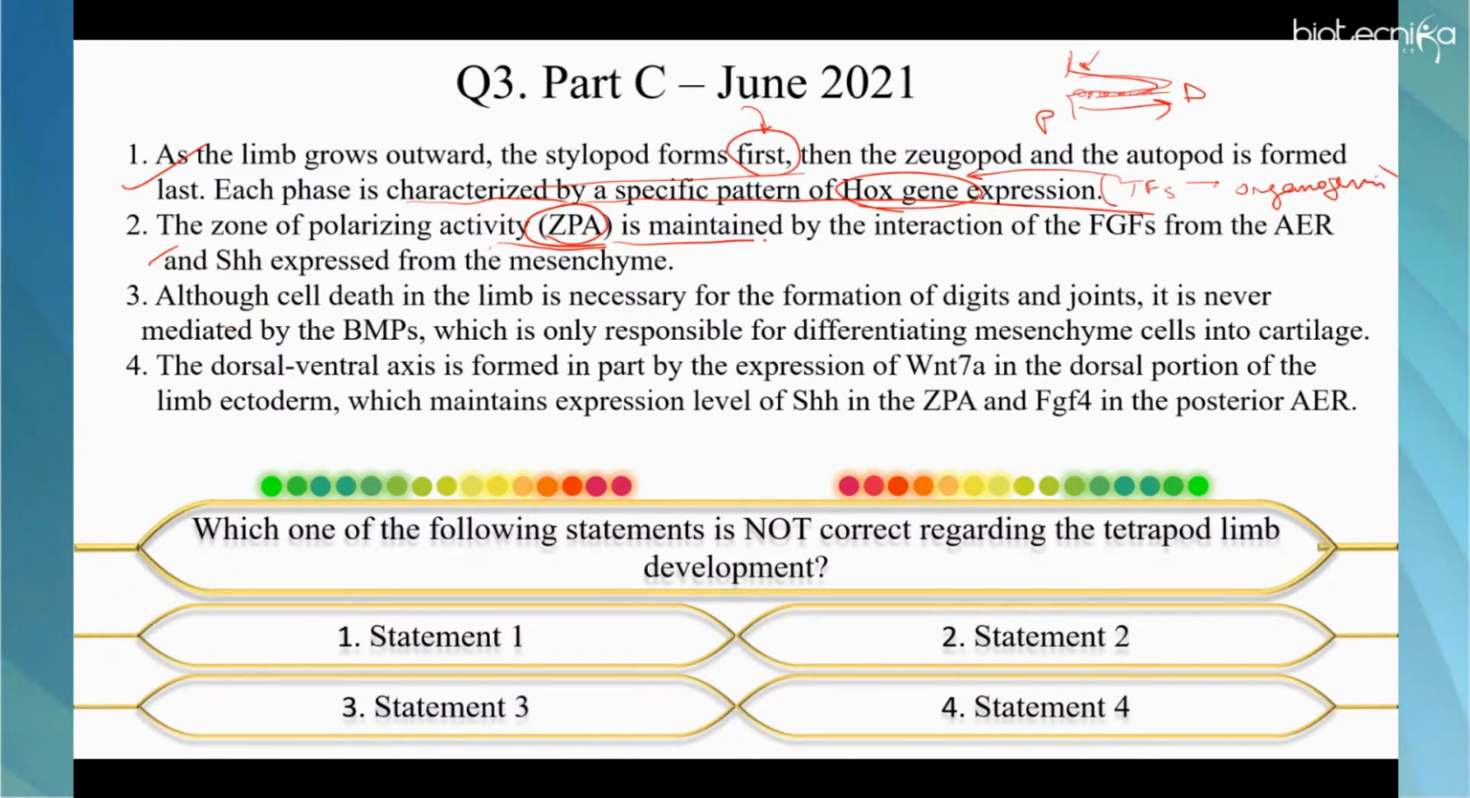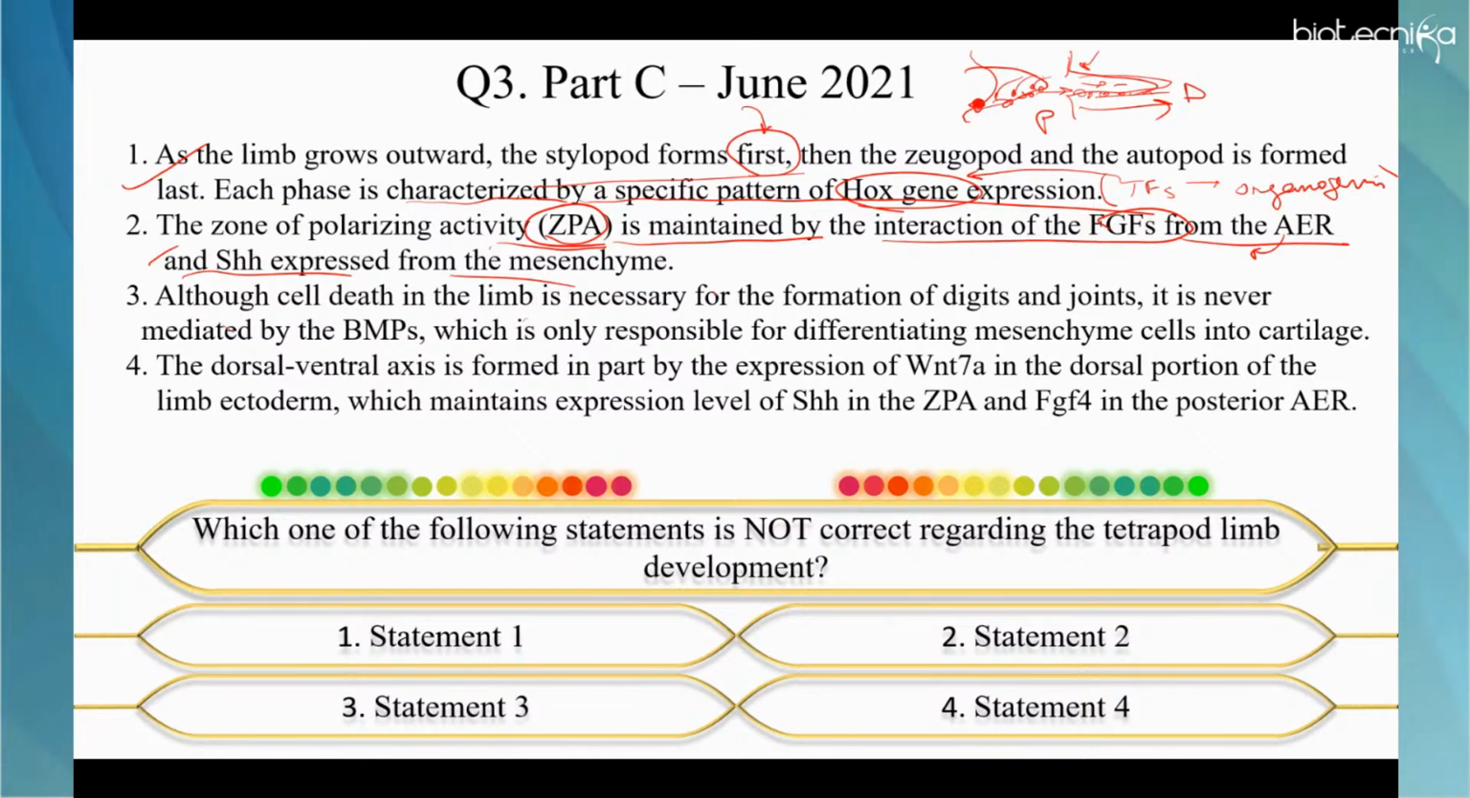So the ZPA has to be maintained. If it is present in the limb bud initially, then it cannot be just present here. As the limb extends, the ZPA also has to be maintained, like in the further areas of the limb, the ZPA has to keep on continuing. That is maintained by the interaction of the FGFs from the AER and SHH, which is expressed from the mesenchyme. So AER releases the FGF and the SHH maintains the ZPA.